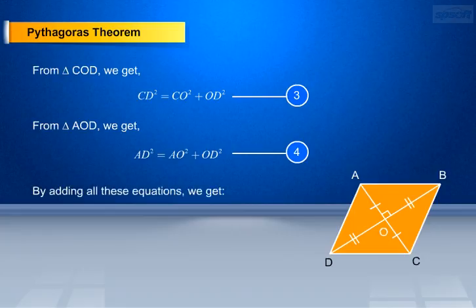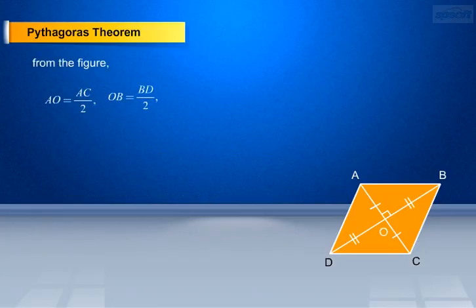By adding all the equations, we get AB square plus BC square plus CD square plus AD square equal to 2 into (AO square plus OB square plus OC square plus OD square). Therefore, from the figure, we can write AO equal to AC by 2, OB equal to BD by 2, OC equal to AC by 2, and OD equal to BD by 2.